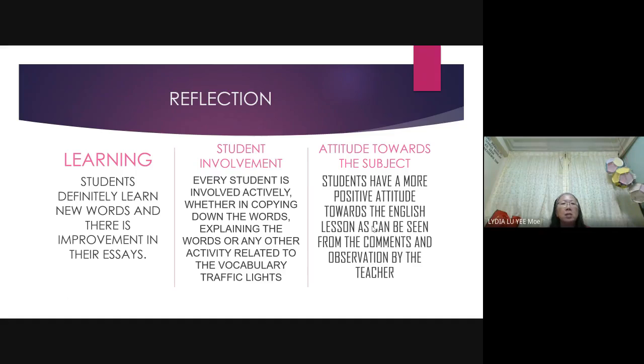All right. So not just in terms of learning in their marks, but in terms of student involvement, every student is involved actively, whether in copying down the words, explaining the words, or any other activity related to the vocabulary traffic cards. So here the students are not just sitting idly by while one or another person is doing the work. As soon as they get the card, all of them take out their book, they start copying. And the activities using mini whiteboards and markers, all of them are involved. So student involvement improved tremendously with the introduction of these cards.